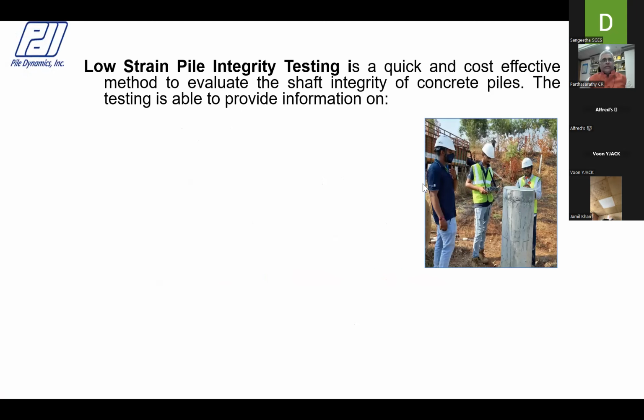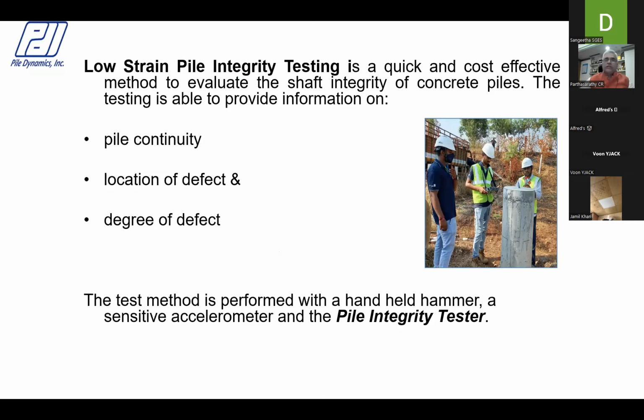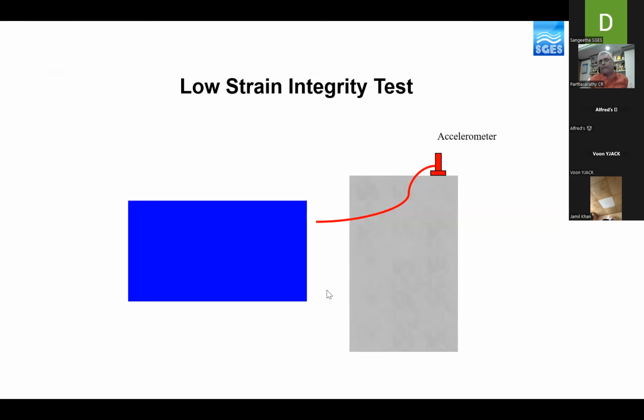The low strain integrity test is a quick and cost-effective method to evaluate the shaft integrity of concrete piles. This test is able to provide us information on pile continuity, location of defect, and the degree of defect. In fact, none of these integrity methods will give any idea about the load carrying capacity. This method, PIT, is performed with a handheld hammer, a sensitive accelerometer, and the pile integrity tester.